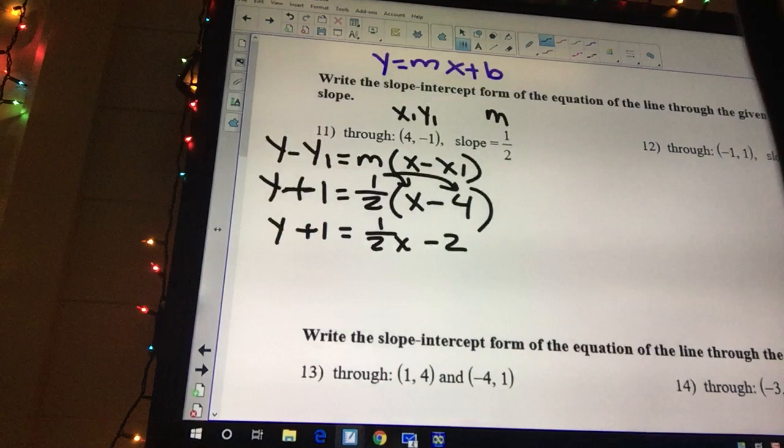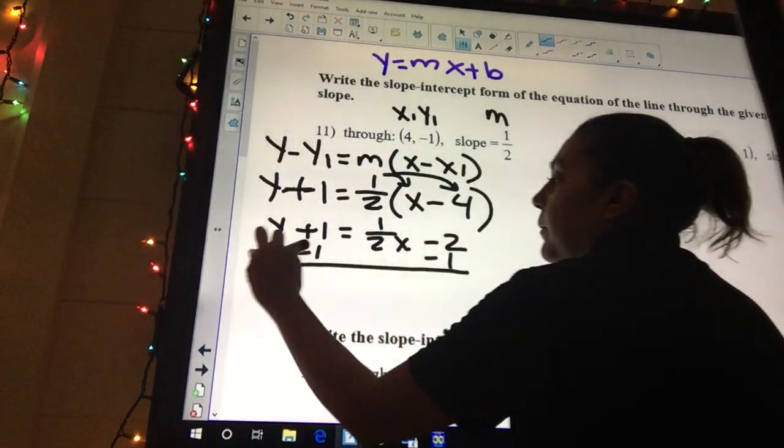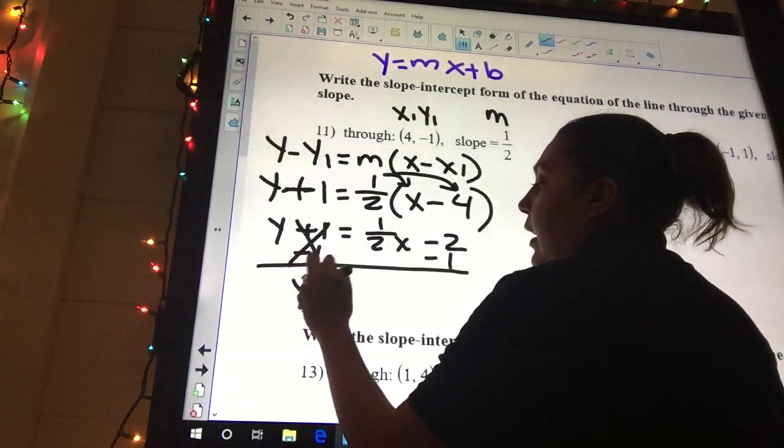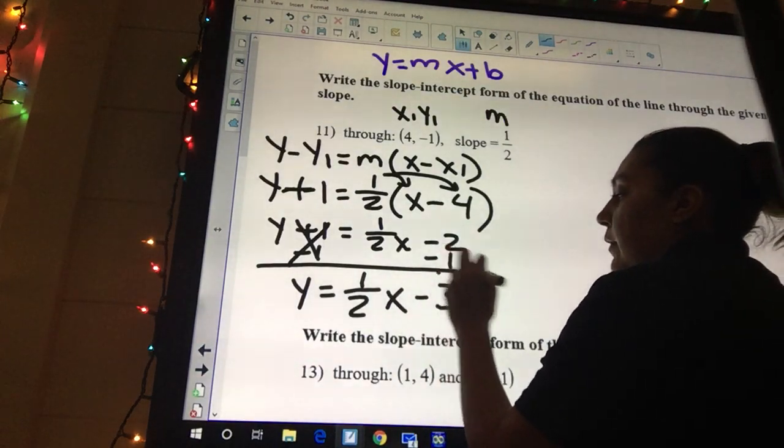You have to have that Desmos calculator. You guys do not know how to multiply fractions. And then say minus 1 minus 1. So I got y equals 1/2 x minus 3, and we're finished.